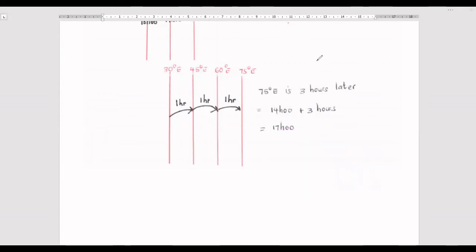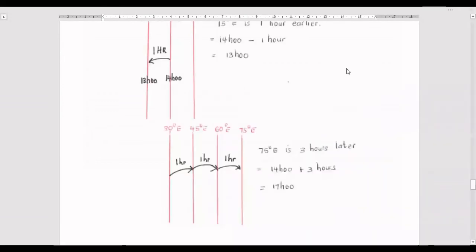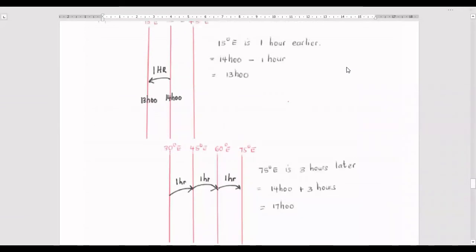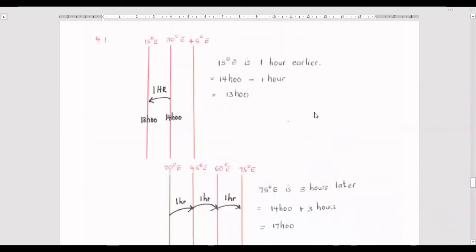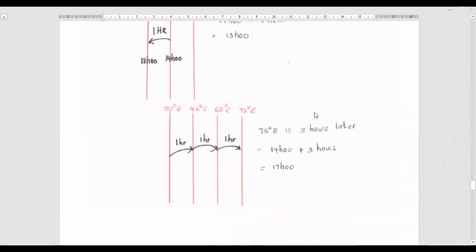Right, so let's make sure you have all the answers taken down. For a brief moment, leave that there. Check that your answers have been taken down correctly. We'll go to question 4.1. There it is, 1 o'clock. And question B 4.1, it's 5 o'clock.